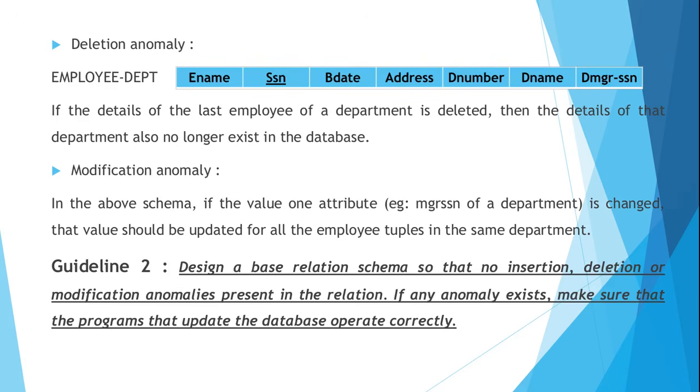So we have to remember a guideline: design a database relation schema so that no insertion, deletion or modification anomaly is present in a relation. If any anomaly exists, make sure that the application programs that update the database are operating correctly.